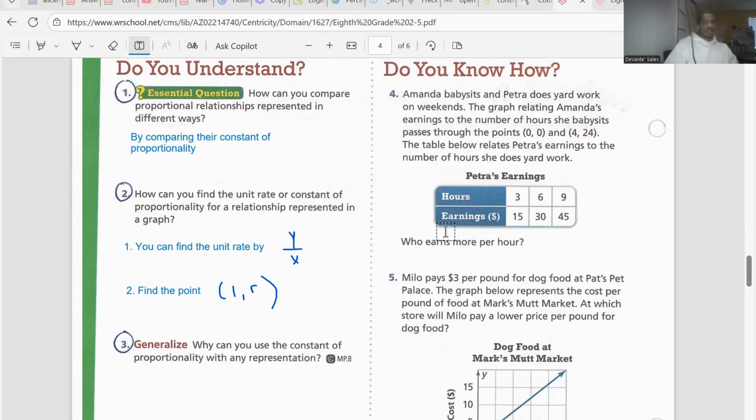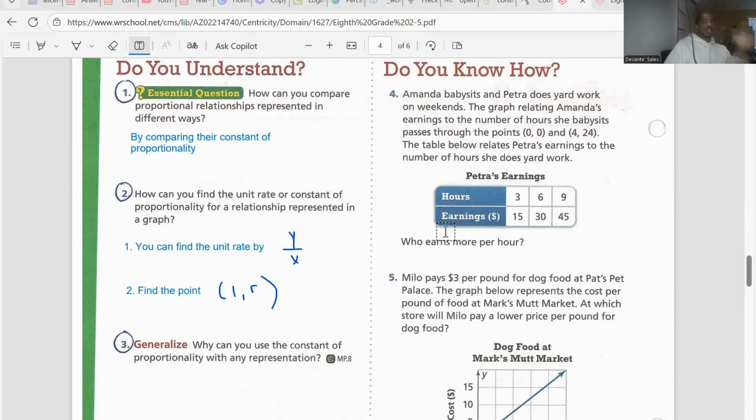So, we're going to work on this on our own. It says Amanda babysits and Petra does yard work on weekends. The graph relating Amanda's earnings to the number of hours she babysits passes through the points (0, 0) and (4, 24). Real quick, the point (0, 0) is known as our what? It's the origin. If the line does not go through the origin, it's not proportional. It has to go through your origin. Now our second point is (4, 24).